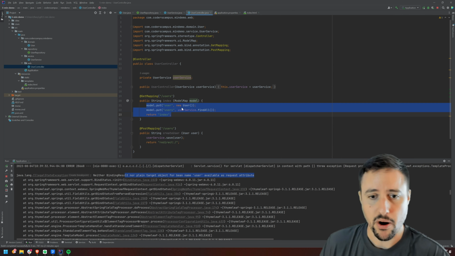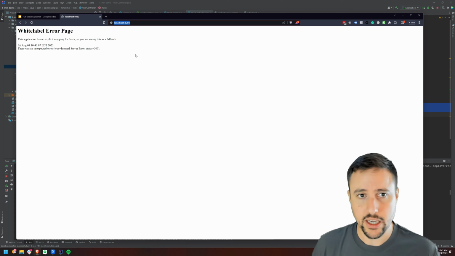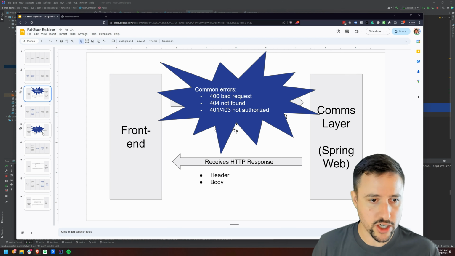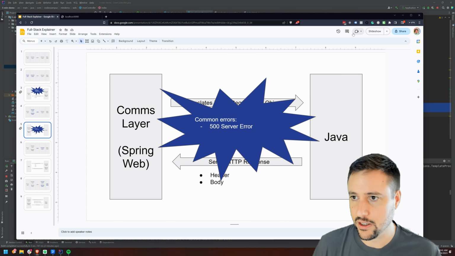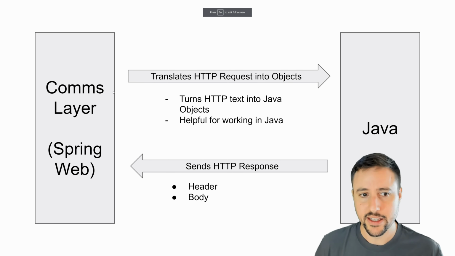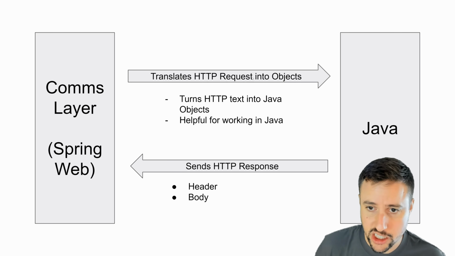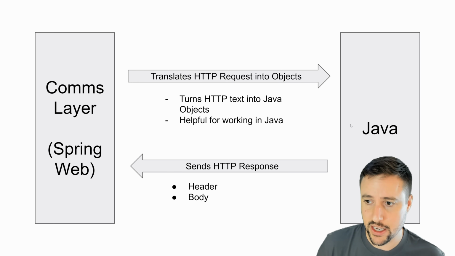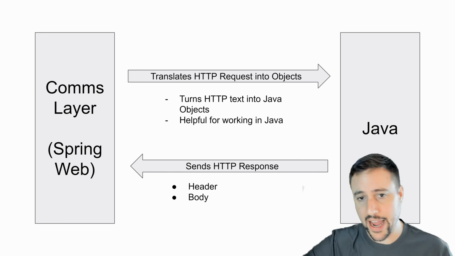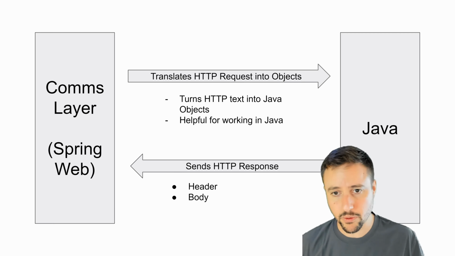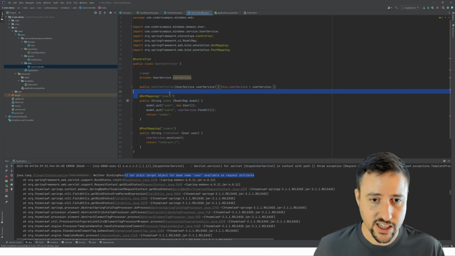Okay, this is part of Spring Web on the other side of the equation over here, which you can't see with the common errors if I hit slideshow. That's this part where the communication layer, the Spring Web, translates the HTTP request into objects, into Java. Okay, that's the other half of this equation. Okay, the first part is this.